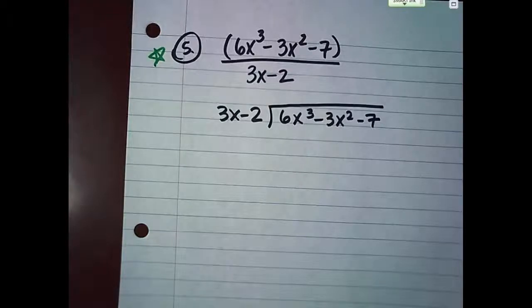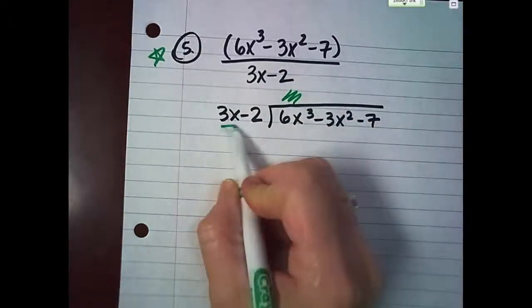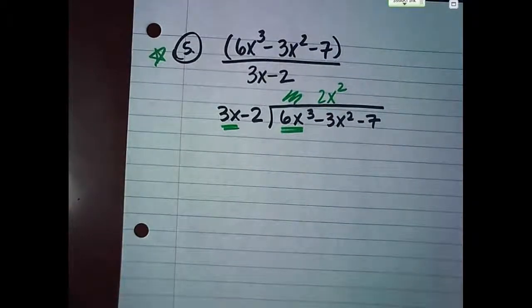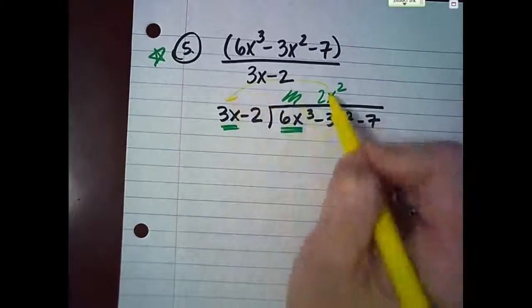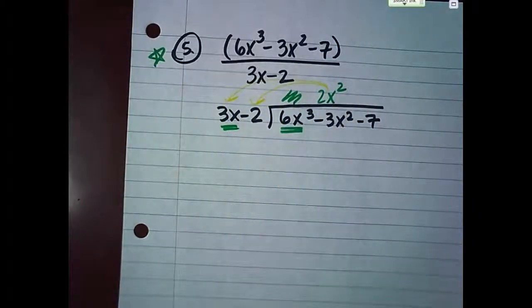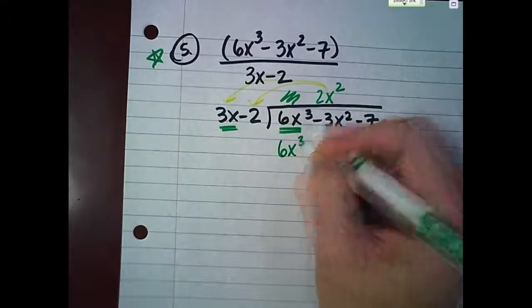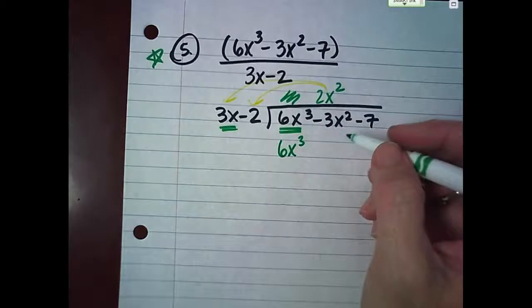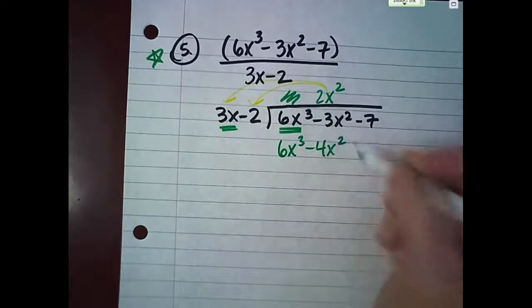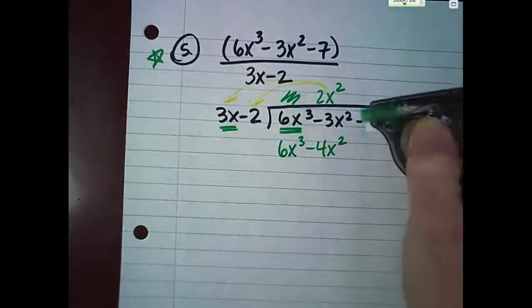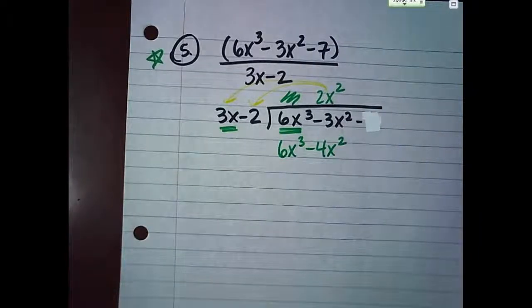Now for our division, nothing will go here, 3x into 6x cubed. What are we going to need? 2x squared. Remember to multiply by both. You do first, you second. 2x and 3x make 6x cubed. 2x squared and negative 2 make negative 4x squared. Oh, guys, what did I forget? Yeah. I said it, just didn't write it. Sorry.